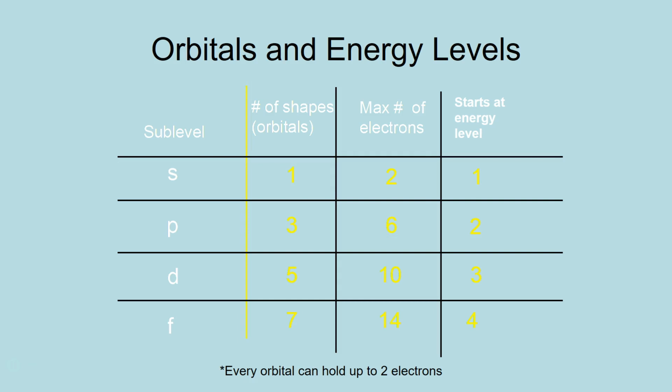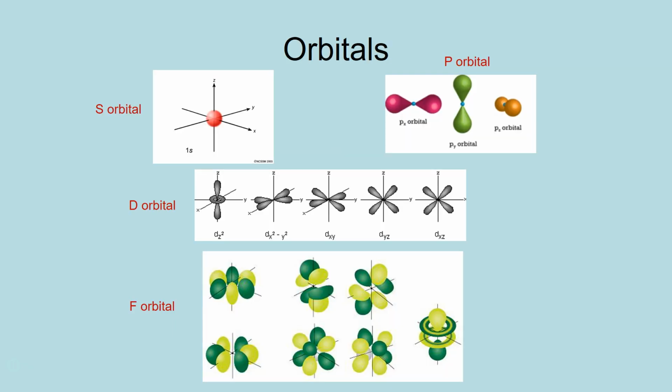The S energy level starts at 1, the P energy level starts at 2, the D energy level starts at 3, and the F energy level starts at 4. And here are some pictures that I was talking about. You can see there's only the 1 S shape. There are the 3 P shapes, the 5 D shapes, and the 7 F shapes. F looks a little crazy, doesn't it?